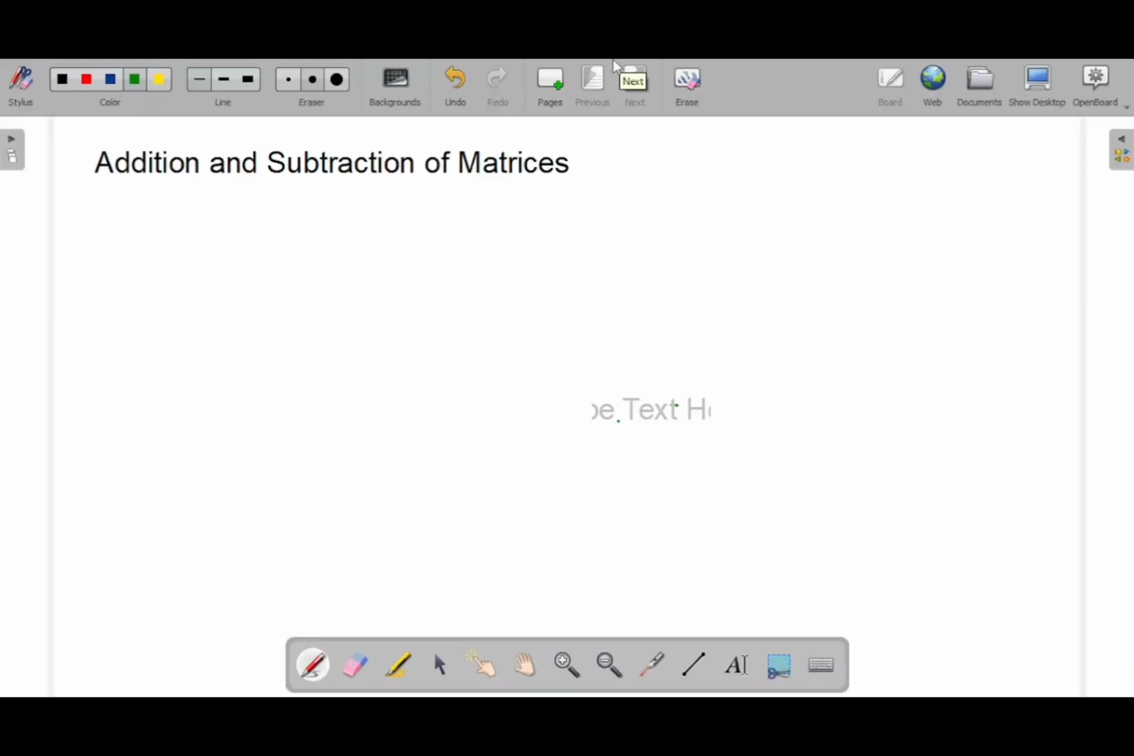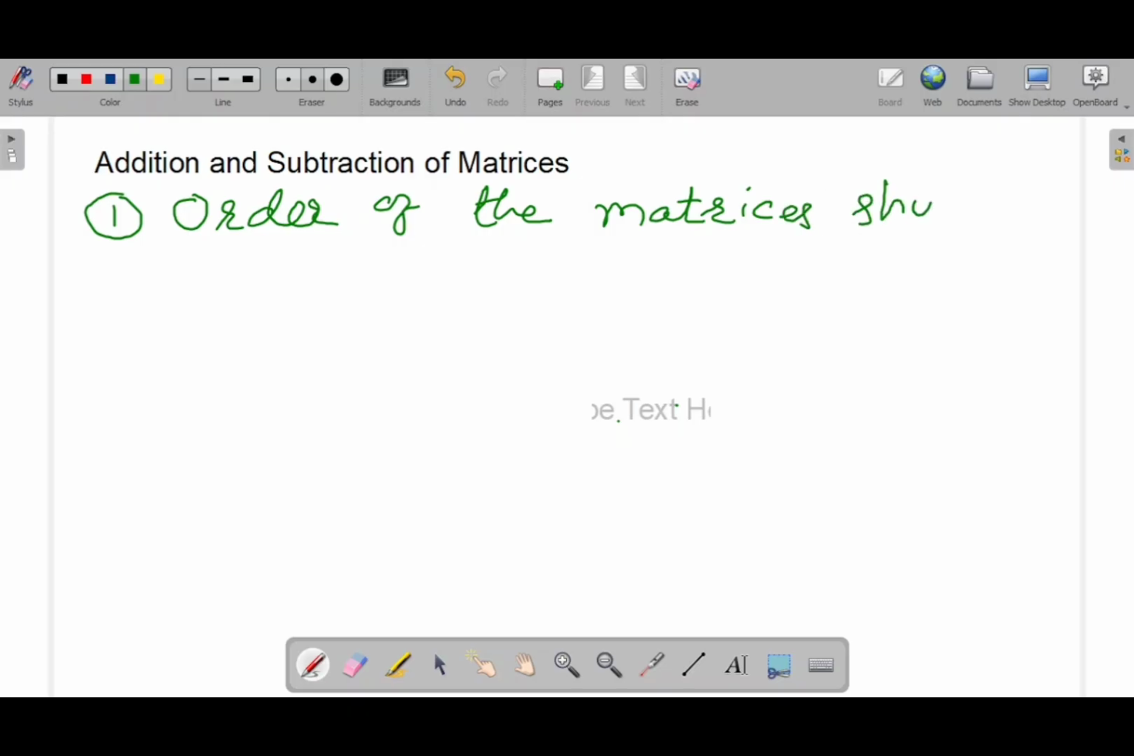In this video, we will learn how to add or subtract matrices. To add or subtract matrices, first you have to check a condition: the order of the matrices should be equal, should be the same. This means you can add two matrices A and B if their orders are the same.